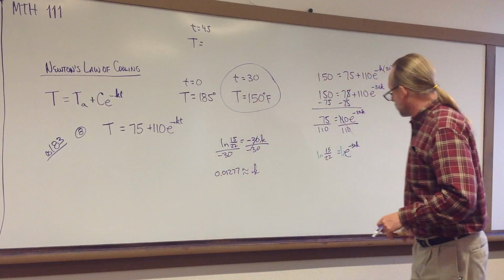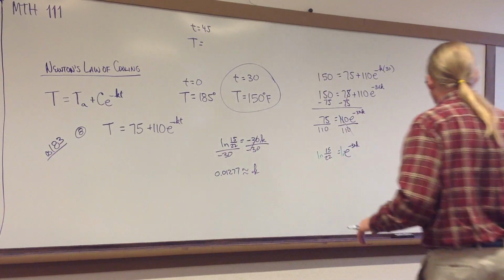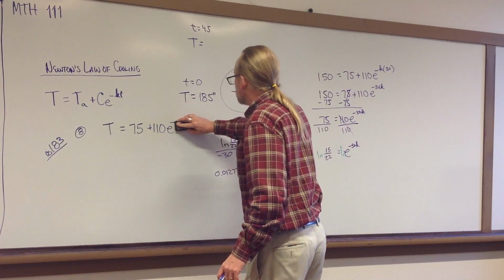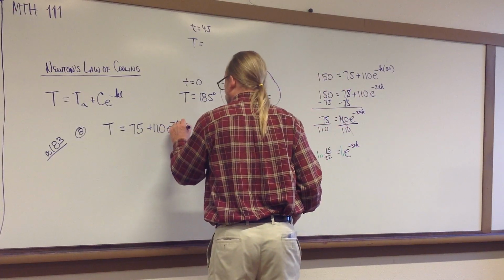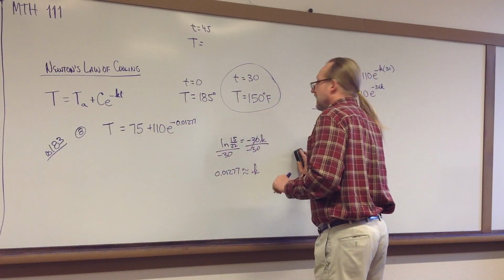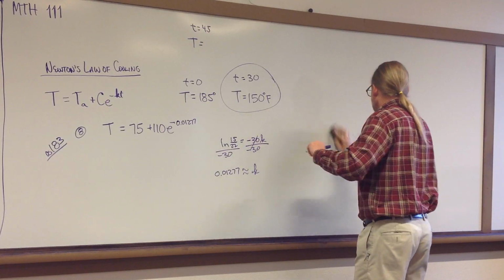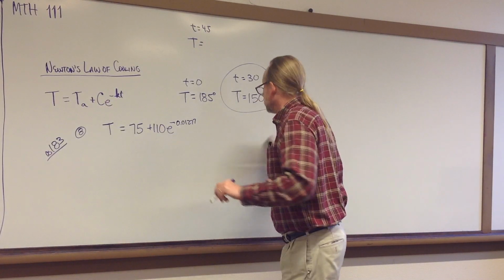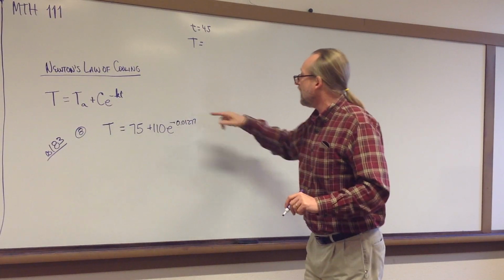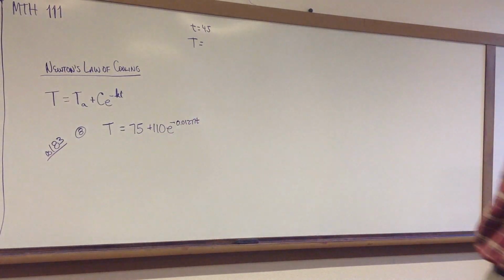0.01277. So that's a pretty good approximation for k. Now that we know that, we've got a value for k, a value for c, and a value for the ambient temperature. Now we can answer this question: if T is 45, then what's the temperature at that time?